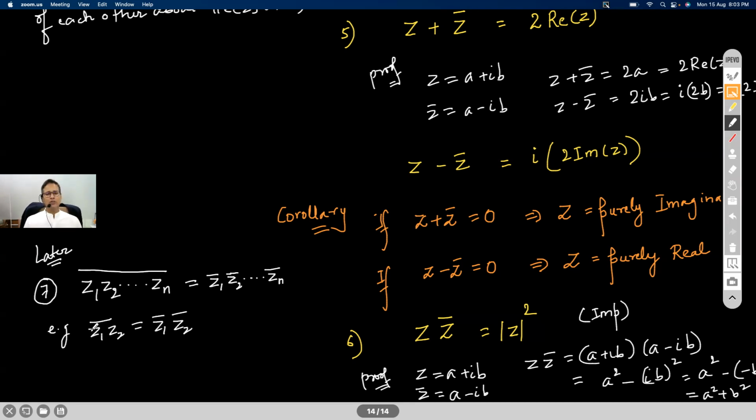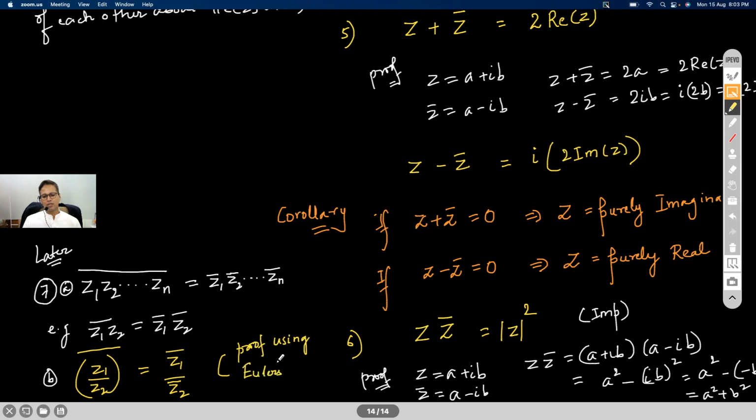Now this proof is very simple actually. You can prove it if you take the Euler form of the complex numbers, but I'll do it a little later on, not right now. And if you take z1 divided by z2 and take the whole thing's conjugate, it will be z1 conjugate by z2 conjugate. So I'll prove this later when I do the Euler form.